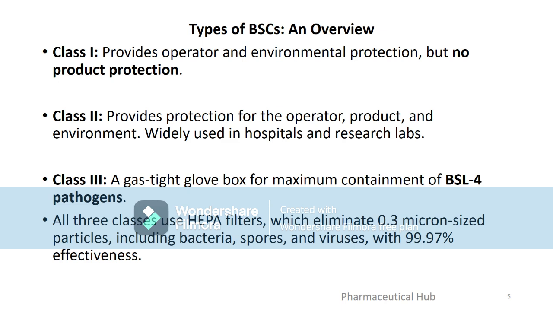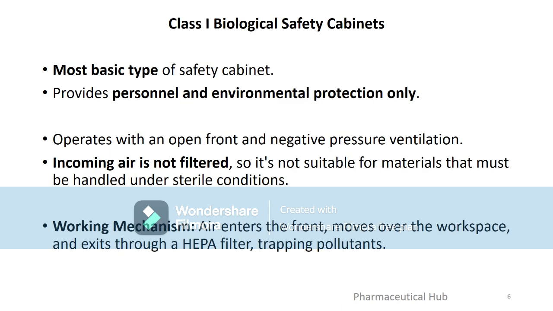Slide 5. Types of BSCs. An overview. Class I. Provides operator and environmental protection, but no product protection. Class II provides protection for the operator, product, and environment, widely used in hospitals and research labs. Class III. A gas-tight glove box for maximum containment of BSL-4 pathogens. All 3 classes use HEPA filters, which eliminate 0.3 micron-sized particles, including bacteria, spores, and viruses, with 99.97% effectiveness.